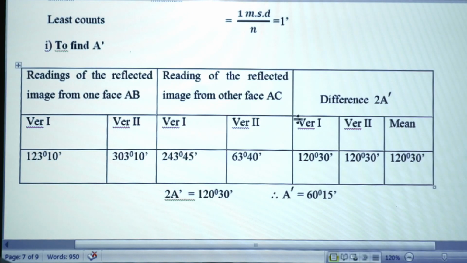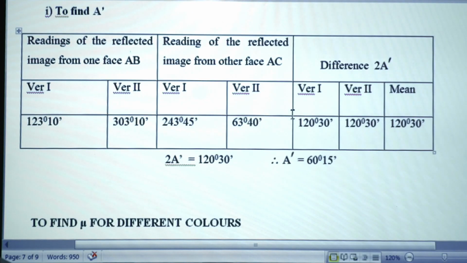First we are finding the angle of the prism. For that, the prism is placed. We are observing the image from the face AB. When we observe the image from the face AB, we have the Vernier 1 reading and the Vernier 2 reading. Vernier 1 reading is 123 degrees 10 minutes and Vernier 2 reading is 303 degrees 10 minutes.